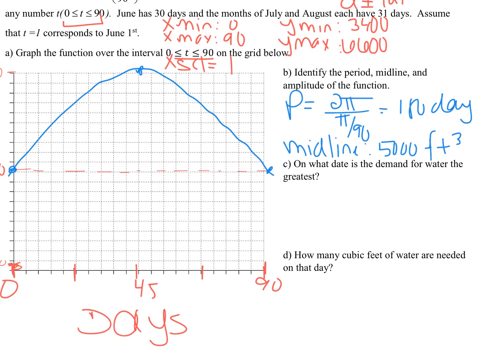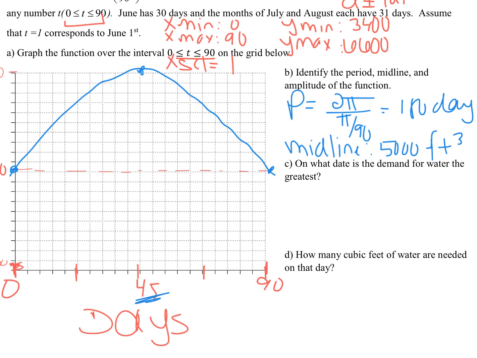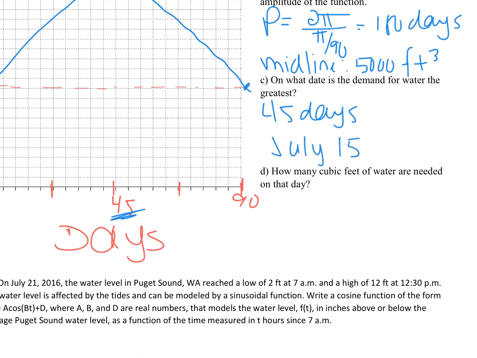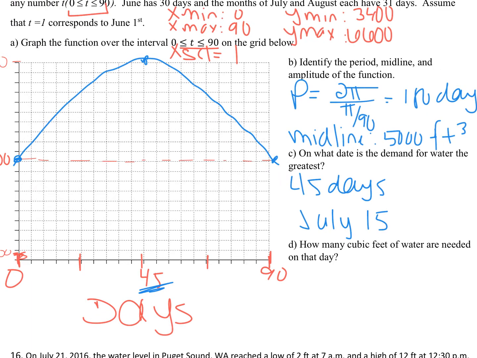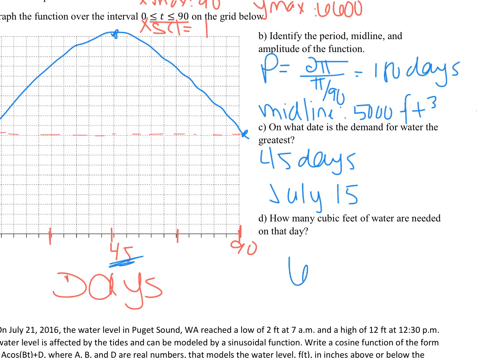What date is the water the greatest? It's here at 45 with the max. So 45 days since June 1st. They tell you that June has 30 days. This means we're at July 15th because 30 plus 15 is 45, and that's July 15th. How many cubic feet are needed? So the maximum on that day is 6,600 feet cubed.